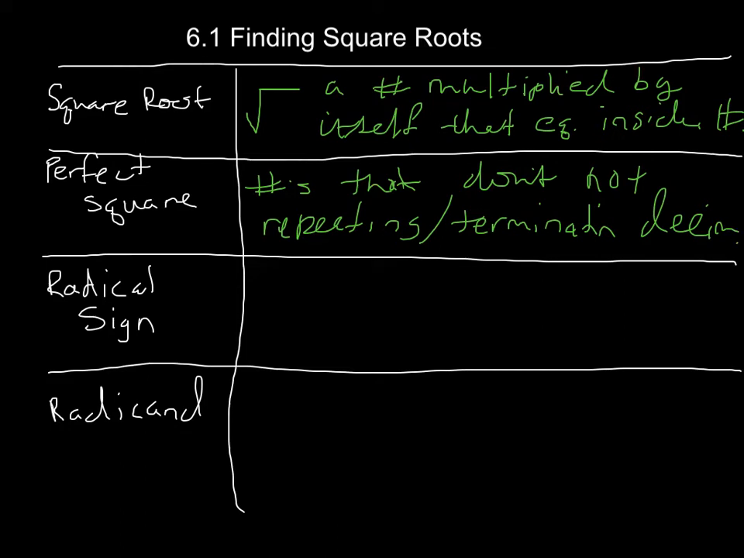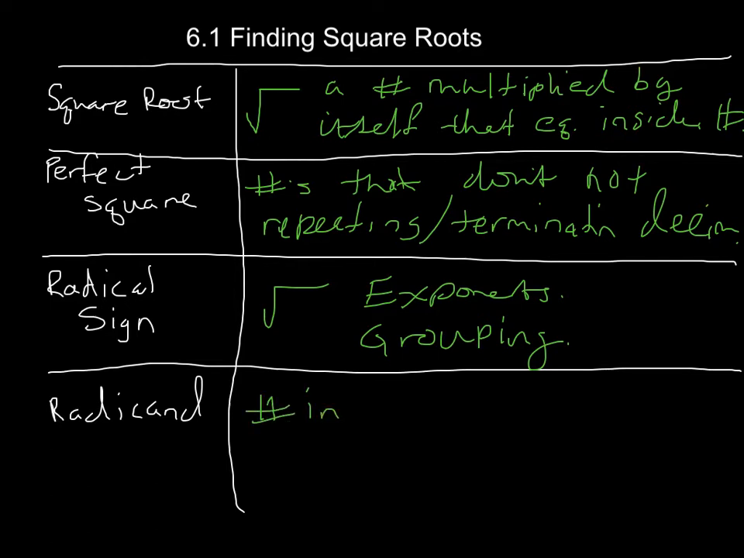Radical sign. Radical sign is that symbol. When we do it in terms of order of operations, it's the same as exponents. It also can show us some groupings. So it's done very early in order of operations. It's exponents and grouping. And radicand is the number inside the radical sign. So the number we put on the inside of the radical sign is called the radicand. Okay, there's our vocab review.